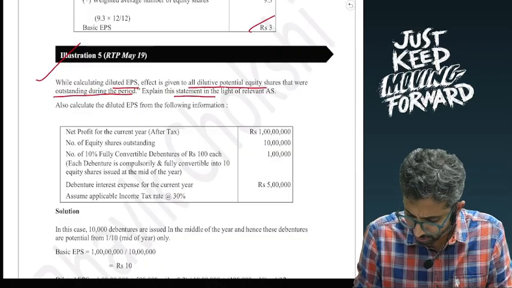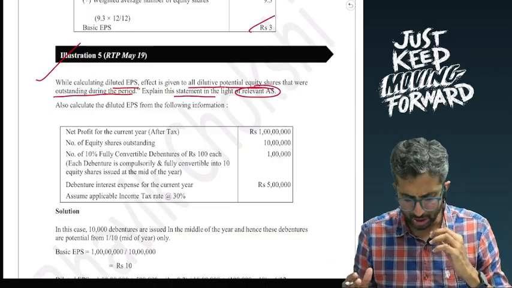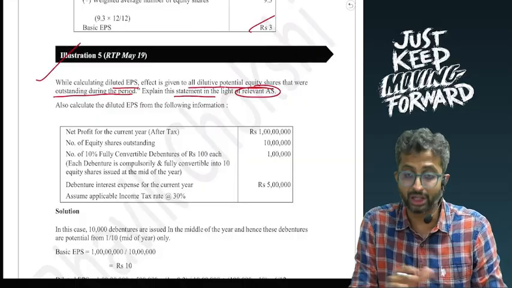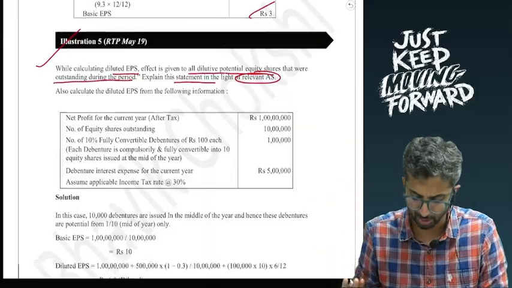Explain the statement in light of the relevant AS. So over here we are trying to say that diluted EPS will give effect to potential equity shares which are dilutive. If they are anti-dilutive, you will not give effect. It's a theory type of a case.